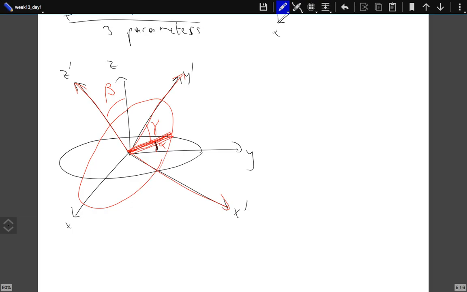And X prime, Y prime, Z prime are all in different planes. None of them stay in the XY plane. X prime is not in the XY plane. You see, maybe it will be easier to visualize it if I stand up. This is the X, this is the Y, this is the Z. This is the unrotated system. After I rotate, my new system is this one. None of them are in the XY plane, not necessarily.